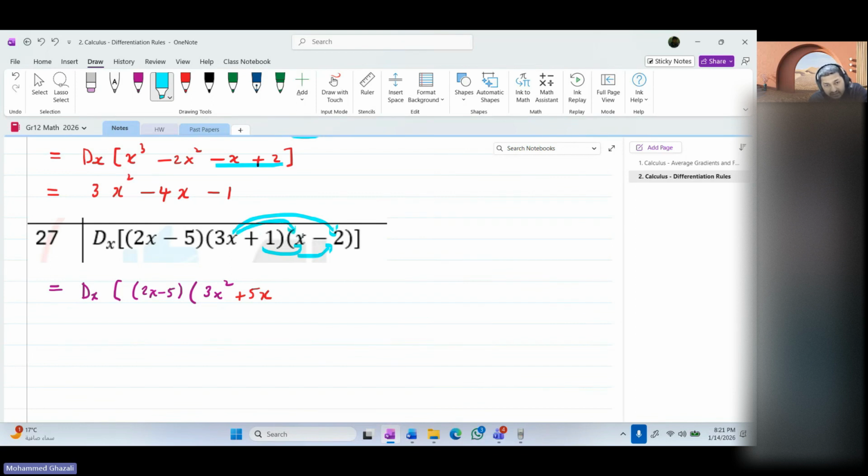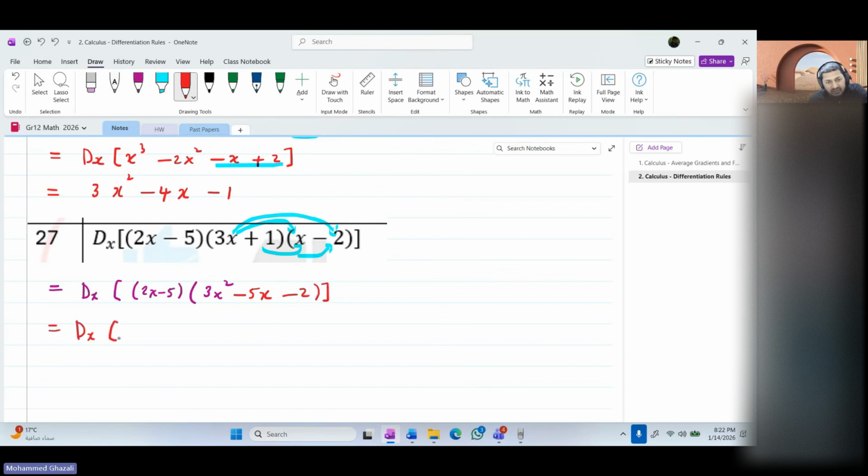Right, so I've already collected: 3x times minus 2 is minus 6x, plus 1x is minus 5x, not plus 5x, minus 5x, because that is minus 6 plus 1. Minus 6x plus 1x is minus 5x, and 1 times minus 2 is minus 2. So I've got it in the first type of form.